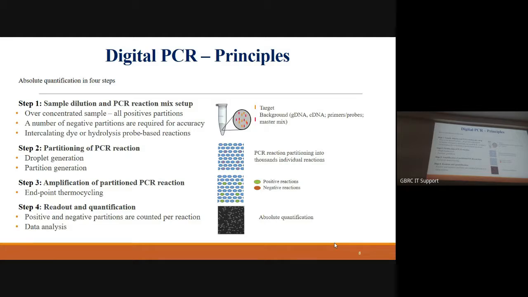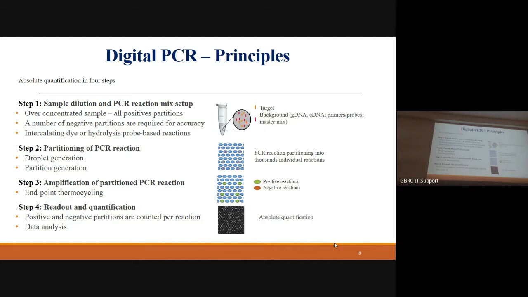And here also, like RT-PCR, it can work with both the intercalating type, EvaGreen, or a probe-based reaction. And then you make your PCR reaction using master mix, primer, probe, and your sample, and then you load it into the digital PCR plate.